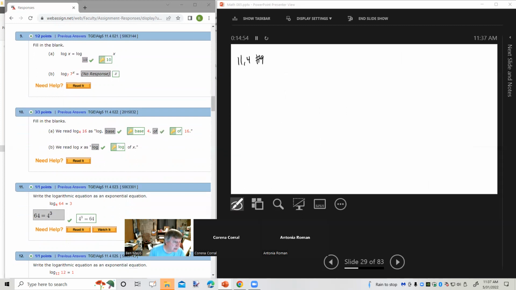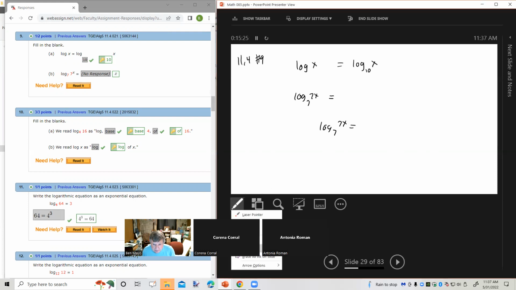7.4, number 9, fill in the blank. So log of x would be log base 10 of x. Log base 7 of 7x would be, well, let's see here. Log base 7 of 7x equals some unknown. Oh, that's not 7x, it's 7 to the x power. Okay. Details here, right?